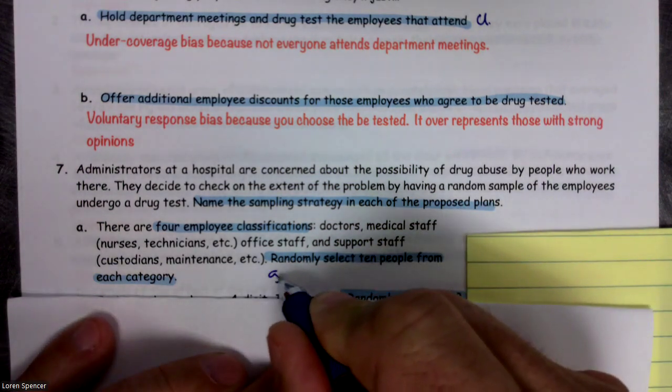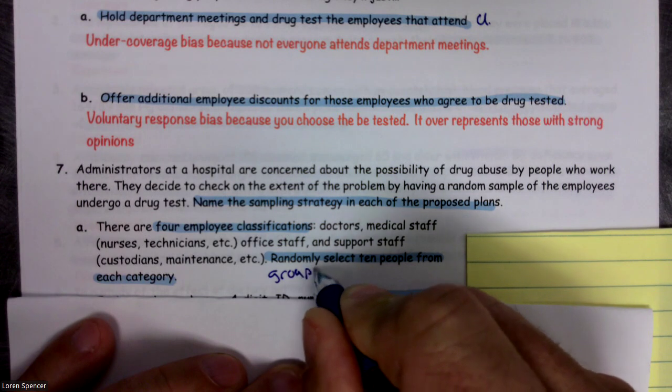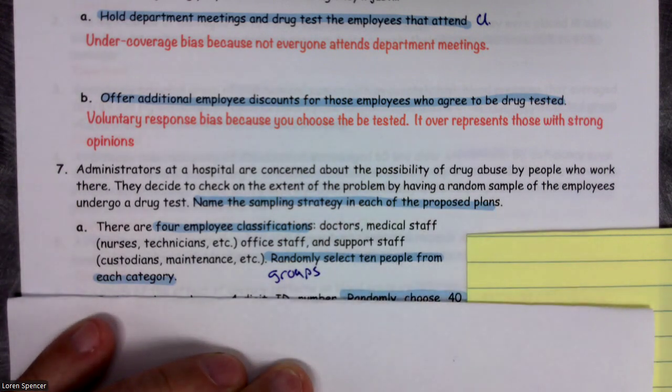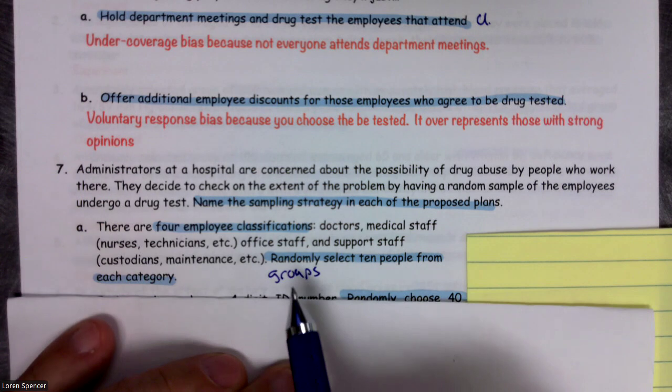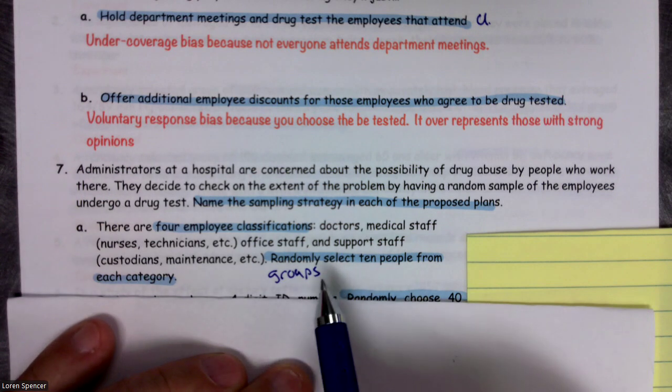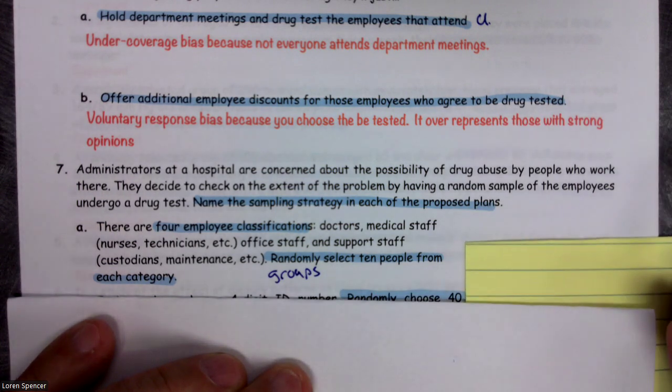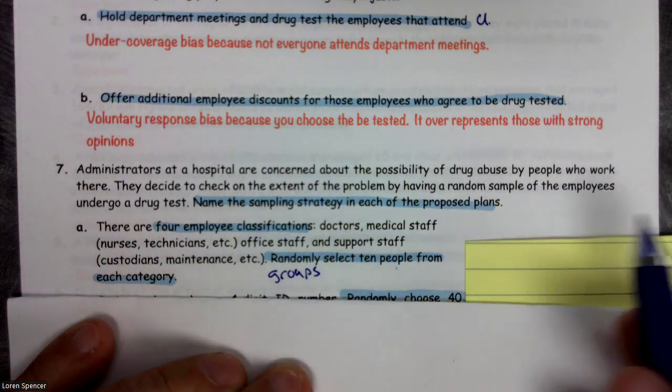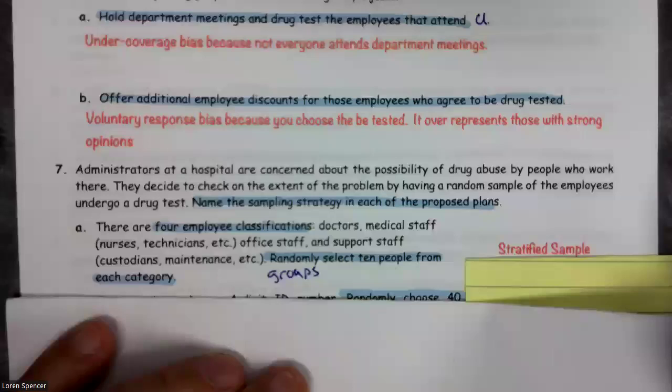Okay, we have groups. As I've said before, if you have groups, it's either going to be cluster or stratified. In a cluster, we survey all. In the stratification, we select from each group. Here, we're selecting from each group randomly, so this is stratified.